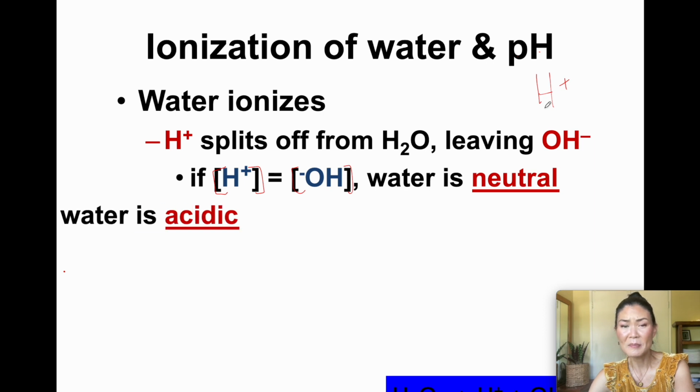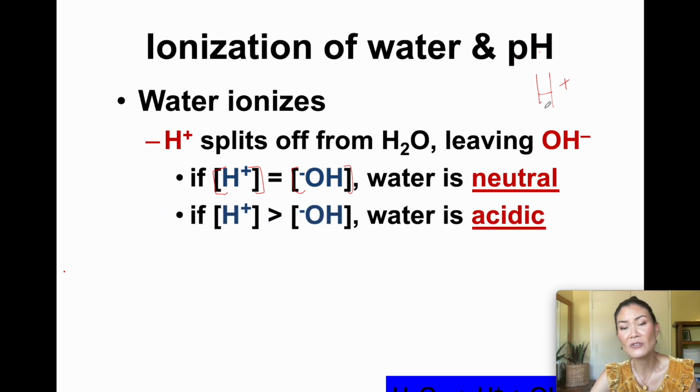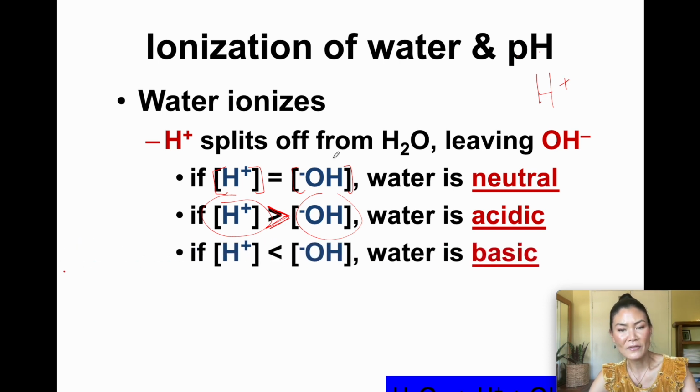Because pH is a measurement of hydrogen ions. And in the case of neutral substances, the amount of hydrogen ions is equal to the amount of OH minus ions. Whereas an acid has more H plus ions than OH minus. By definition, an acid has more H plus ions. And by definition, something that's basic has fewer H plus ions and more OH minus ions, okay?